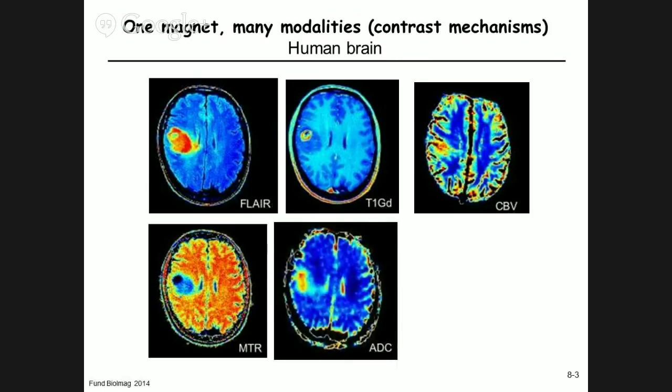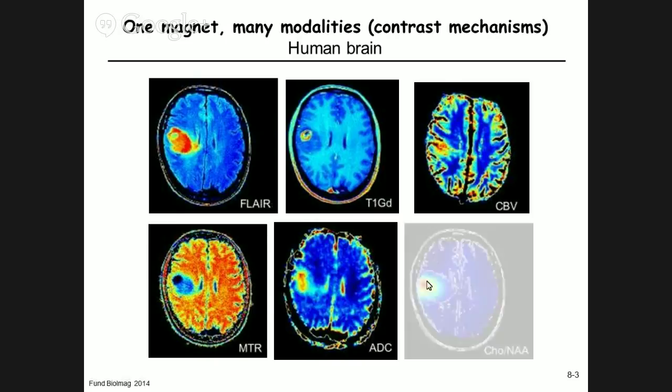A fifth contrast is diffusion. ADC stands for apparent diffusion coefficient. We're actually going to close this course talking about this mechanism. One can also use the exquisite sensitivity of the magnetic resonance signal to motion to depict the motion of water molecules in the brain. And here it shows that there is a high mobility in this area compared to the rest of the brain. And this is consistent with cellular breakdown of this type of lesion.